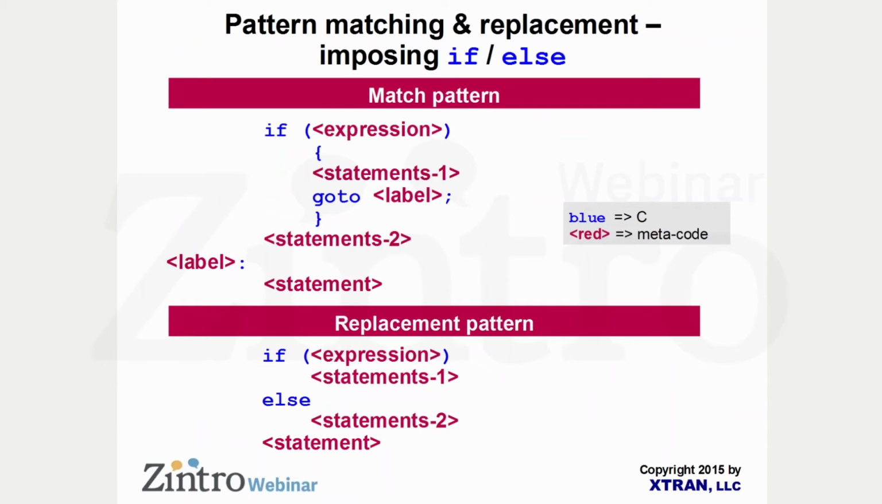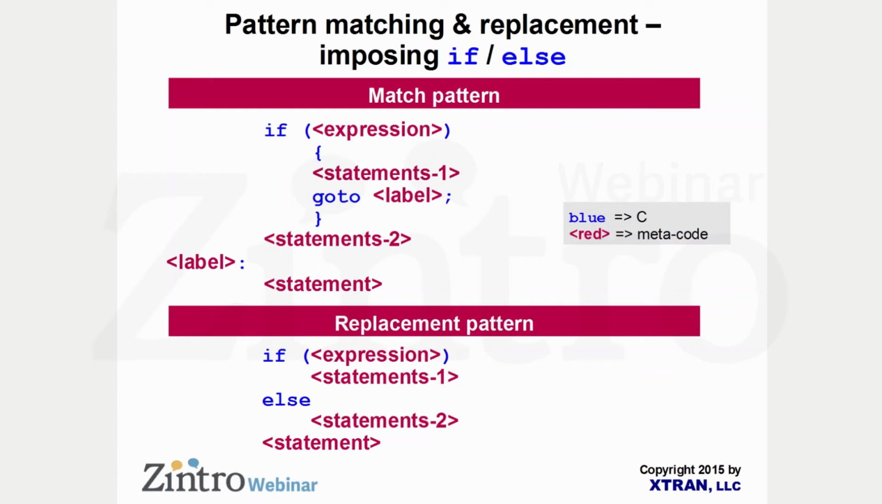You remember I talked about getting rid of go-tos by imposing if and else and do and while. Well, let's take the if-else case. If you look at what we have here, we've got a match pattern, and the blue is C because we're doing this on C, and the red is meta. That's our rules language. And so that's what makes this a pattern. So we're actually embedding meta in C in this particular case. Remember, we talked about it would be desirable to be able to do that. Now you can see why.